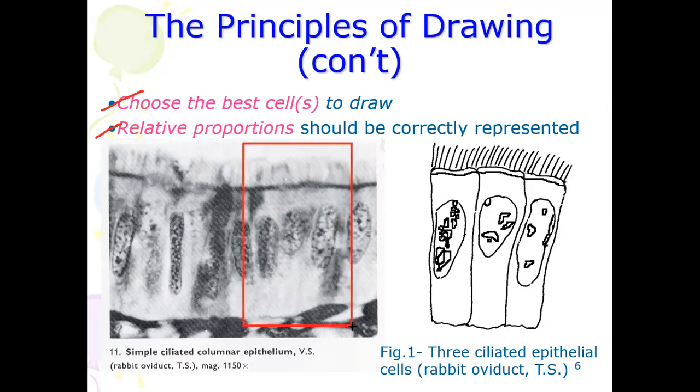These 3 cells, right? Can you see the drawing is so accurate? It's quite accurate in terms of the location of the nucleus, the size of the nucleus, the shape of the nucleus, the length of the cell, the length of the cilia. So a good drawing is your drawing must be able to superimpose with the original micrograph of the same size. They will superimpose exactly. That's called the good drawing.